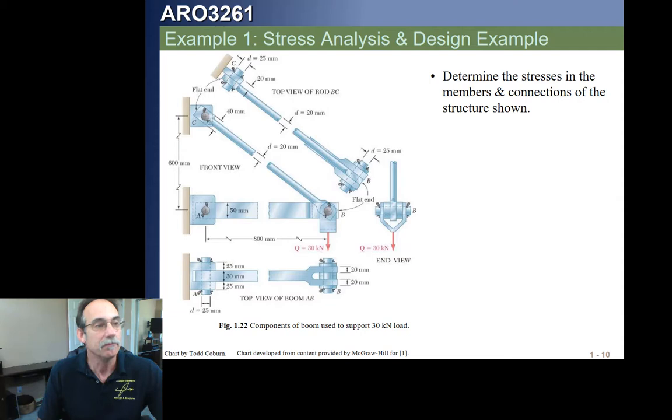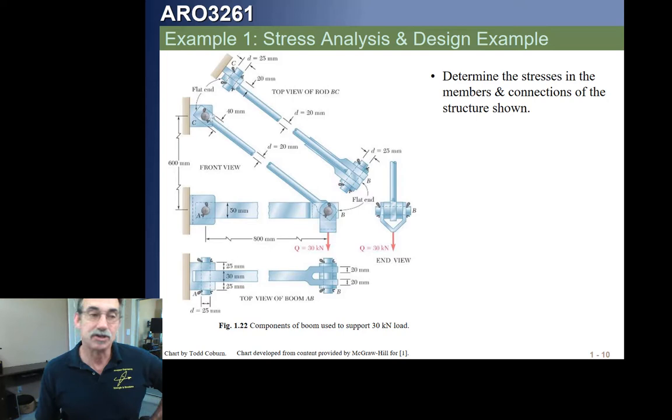This is a little example from Beer and Johnson. It's got a lot going on. The first step to solving this would be to take this 30 kilonewton force, sum moments about point A, and then sum vertical forces, and calculate our reactions. Then we would use the methods of statics to calculate the forces in each of these members using the method of pins or joints, or sections. Then, now that we have that, we would check the stresses in those, any shear stresses against FSU, any tension stress against FTU.